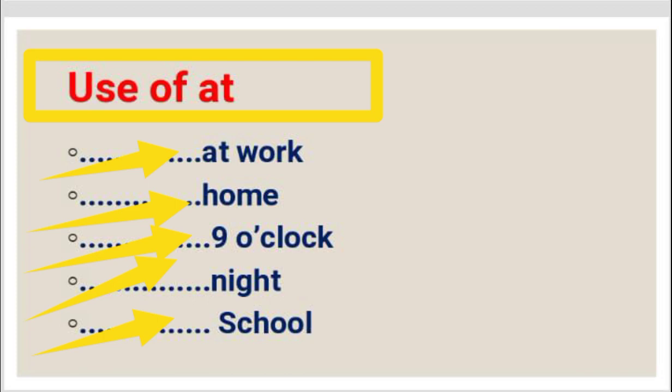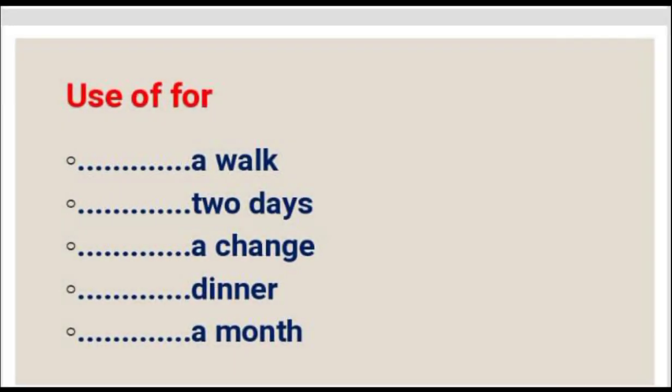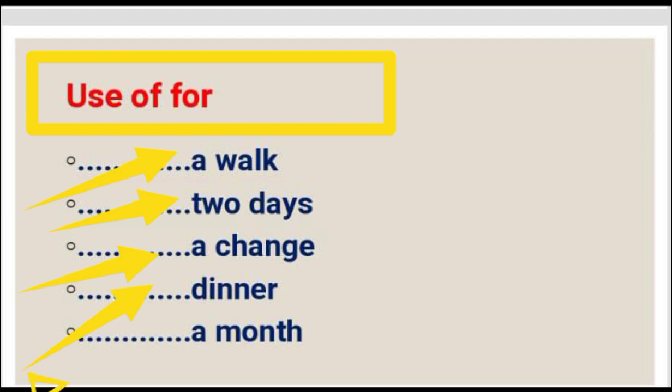Continue the video. Next, in this we can see how to use for. How to use for a walk, for 2 days, for a change, for dinner, for a month. So the preposition for is used for a walk, for 2 days, for a change, for dinner, for a month.